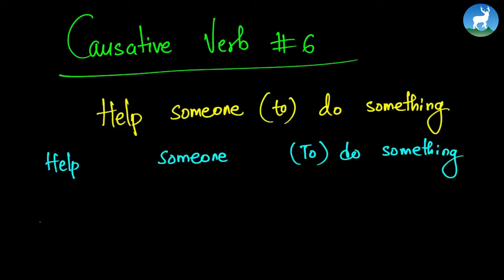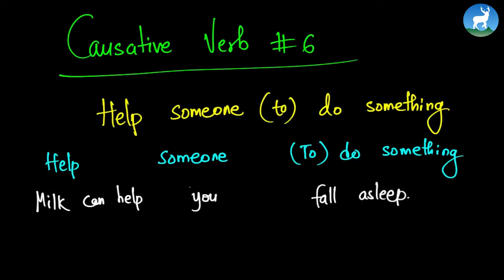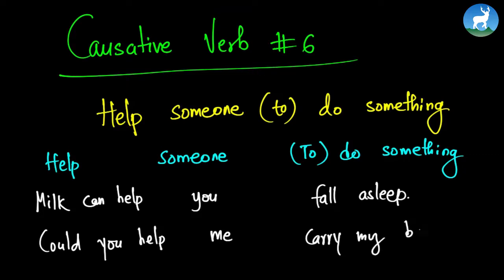Let me write some examples. Help someone do something. Milk can help who? You. Someone is you. Milk can help you fall asleep. Let me write another example. Could you help whom? Help me. Could you help me carry my bags? Another question. So this was causative number 6. Pretty easy. Help someone, right?